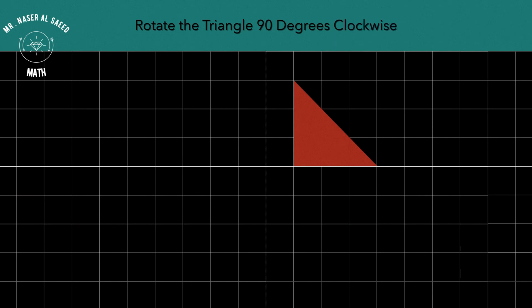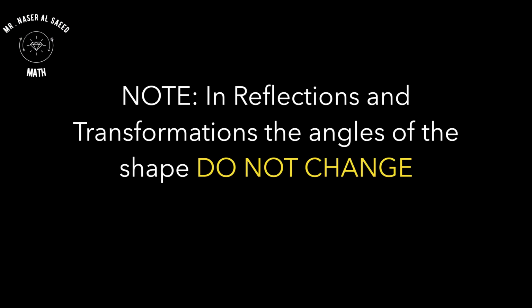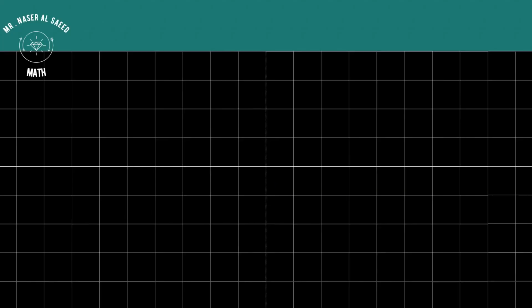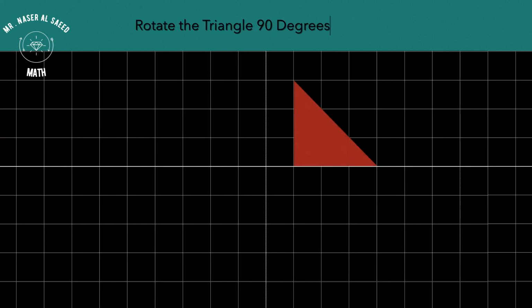So this says rotate the triangle 90 degrees clockwise. So what does clockwise mean? It means that it's going to rotate the same way the hands of a clock rotate. So that's going to go that way.